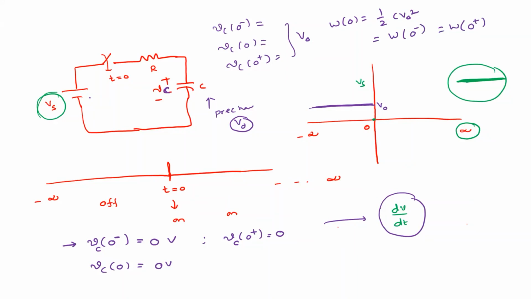These things are only valid for a capacitor, whereas for a resistor this entire thing is wrong. For an inductor, the inductor will not allow a sudden change in the current. That we will discuss in later classes.